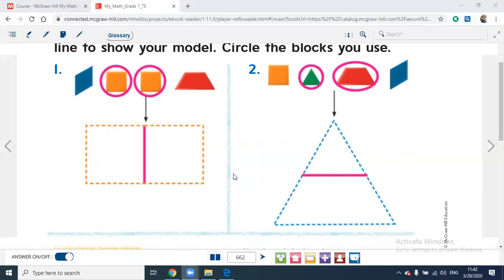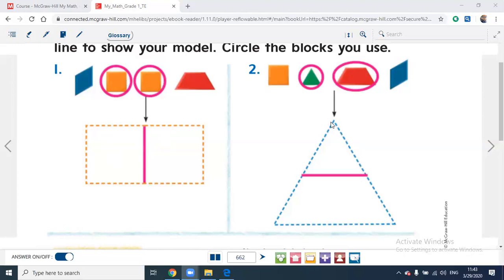Okay, you understand? Yes, it was before a large rectangle. When we make a line inside it, it will be two squares. So we have to circle two squares. Do like this in your book.